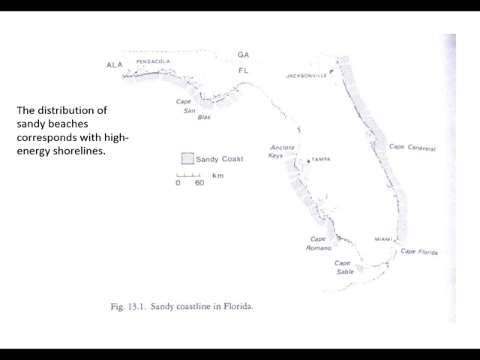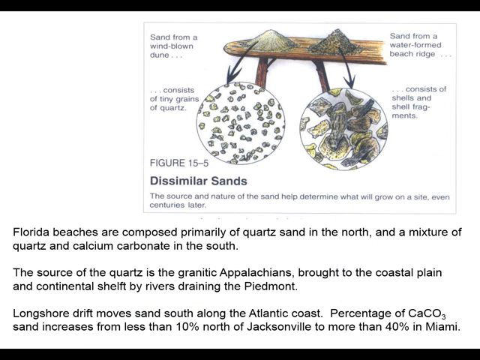We find sandy beaches in areas that have high energy shorelines. So for example, you see that along the Florida coast you get sandy beaches and barrier islands down until you get past Port St. Joe, and actually right here around the area of Carabelle. That's about the extent of it as you go into the Big Bend of Florida. And then you begin to get into sandy beaches again as you move down toward the lower part of the peninsula. In Florida, beaches are primarily composed of quartz sand in the north, and that's the situation in Alabama. As you go further south, you get more calcium carbonate.